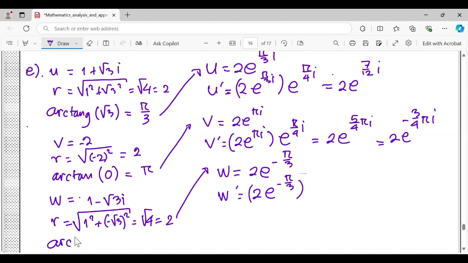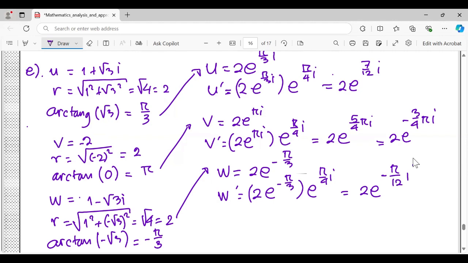Sorry, arctangent first, arctangent minus square root 3 over 1, so minus square root 3. That is minus pi third. Okay. And then multiply e power I, it is 2e power minus, multiply, it becomes minus pi over 12 I.